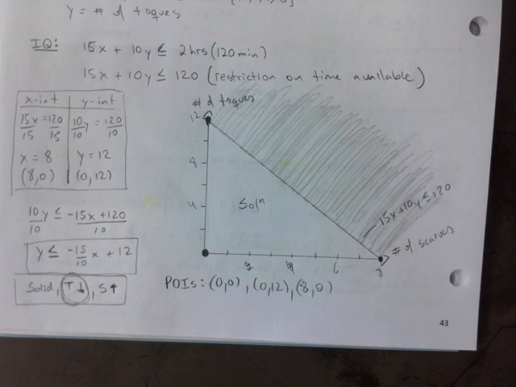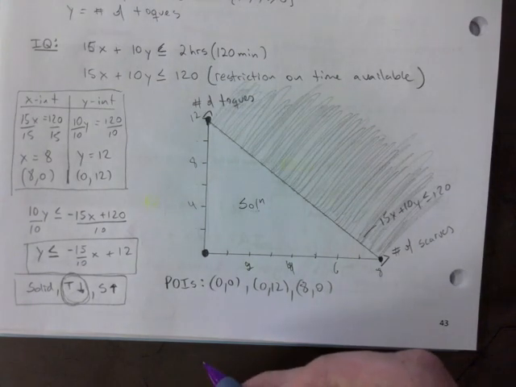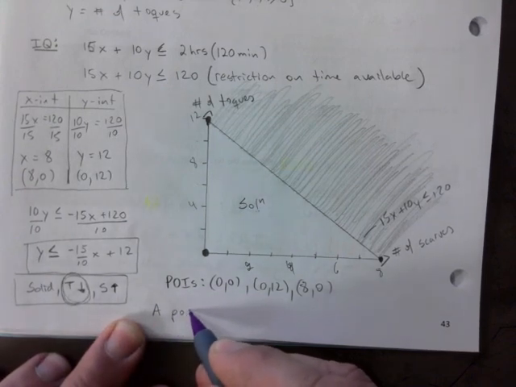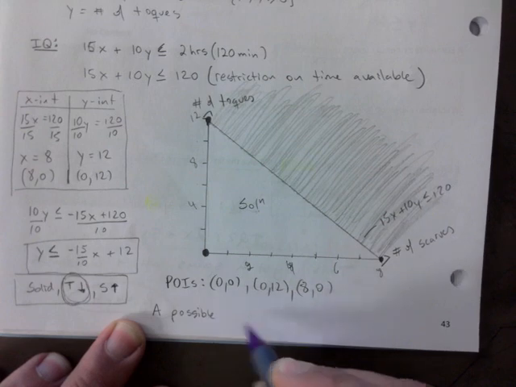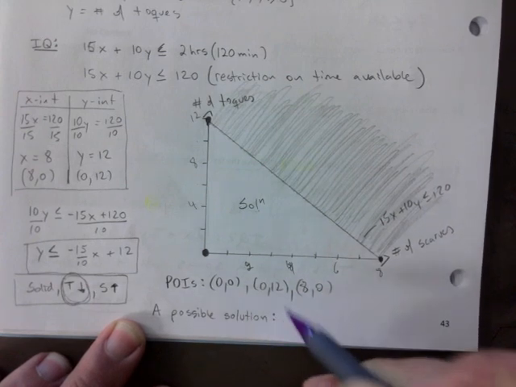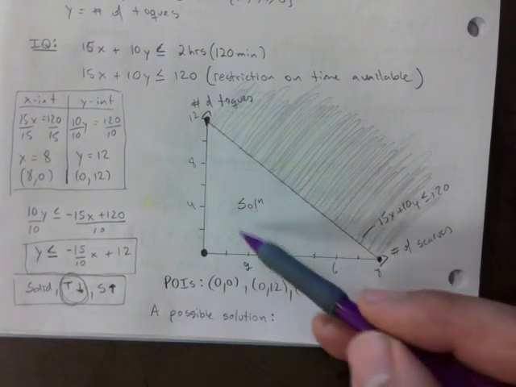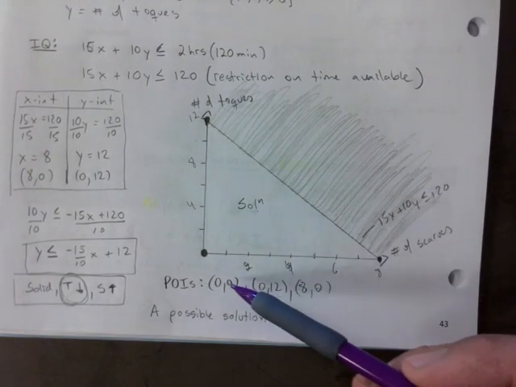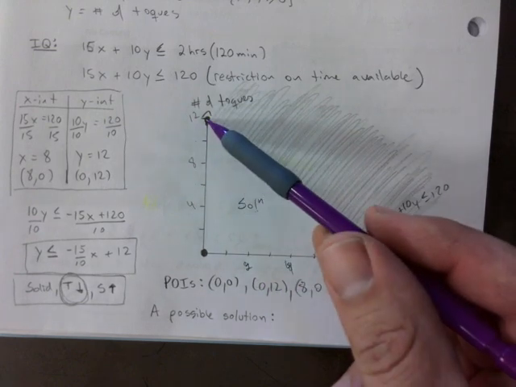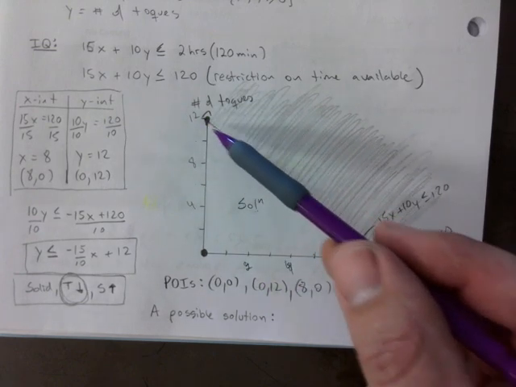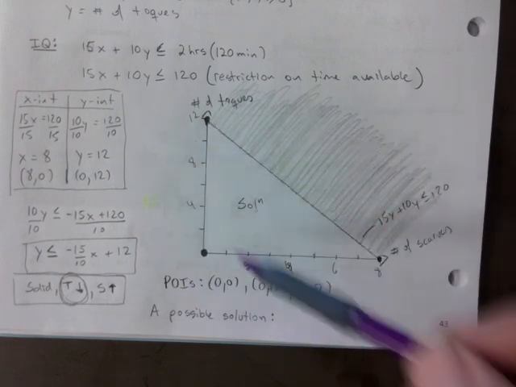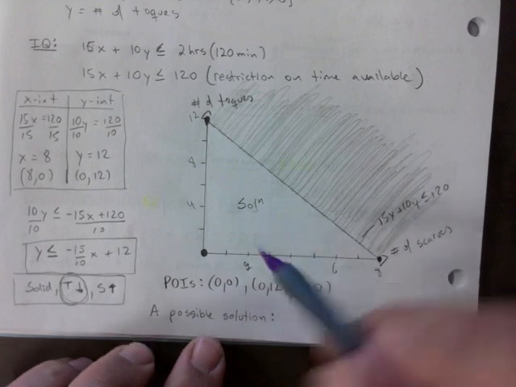Okay. A possible solution. Anything in here. Anything in this region. Mr. Erickson, could I have picked 0, 0? Yeah. 0, 12? Yes, you can because it's on the solid line, right? That 0, 12 is on this line. It's also on here. You could have picked any of these three.